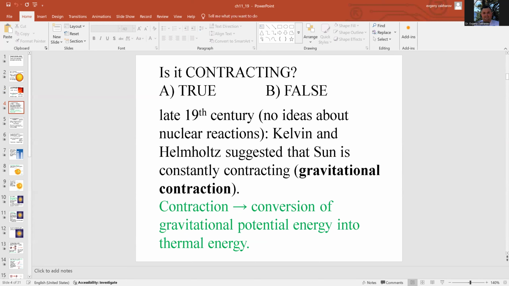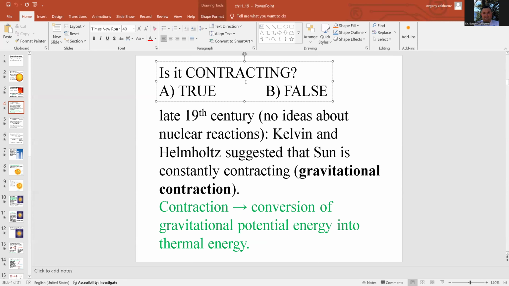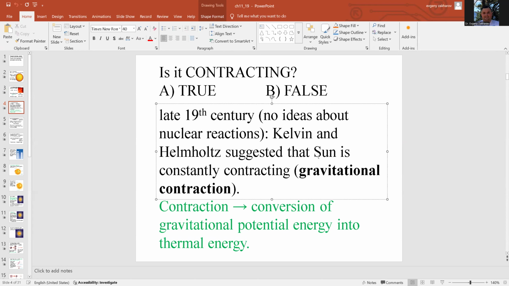Is it contracting? That's another good question, and it was actually a very popular theory back in the days when people didn't know nuclear physics. The famous physicists Kelvin and Helmholtz really suggested that the sun is just contracting and it's gravitational potential energy that is converted into heat and radiation.